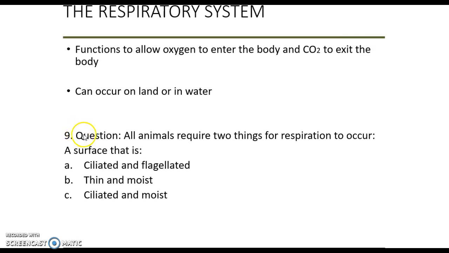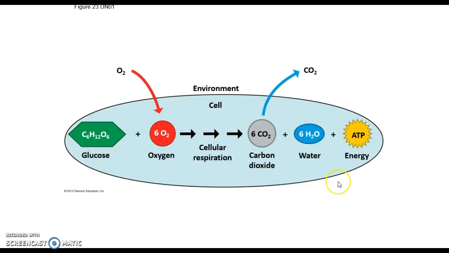And here's a little review question. All animals require two things for respiration to occur: a surface that, as I just said, needs to be thin and moist. This is just a chart showing how a cell requires fuel from something like glucose. Then it uses oxygen to do its work to make energy. That's the result it's looking for, and then it gives off carbon dioxide as a byproduct.